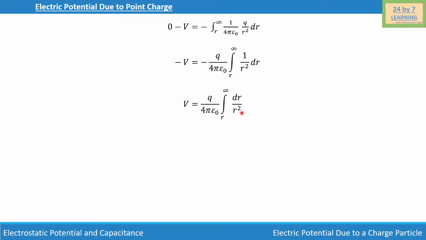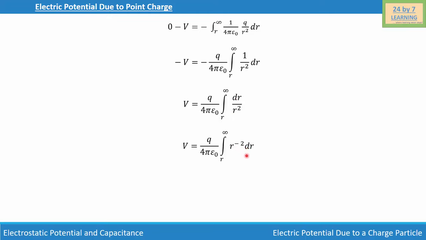Now, in order to integrate this, what we are going to do, we are going to take this denominator to the numerator, and if we do that, we will write V is equal to Q over 4 pi epsilon 0 integration from r to infinity, and then this r square will go to the numerator and will become r to the power negative 2 dr.